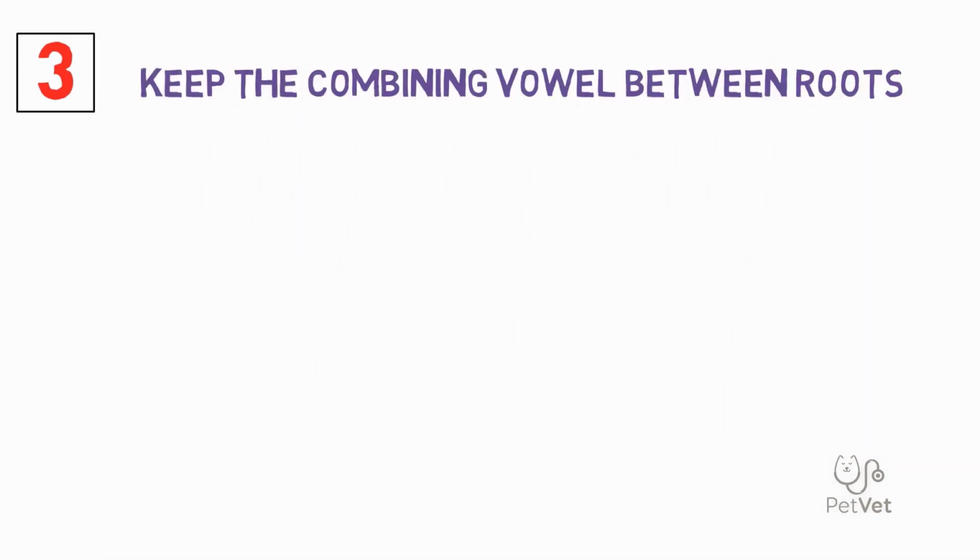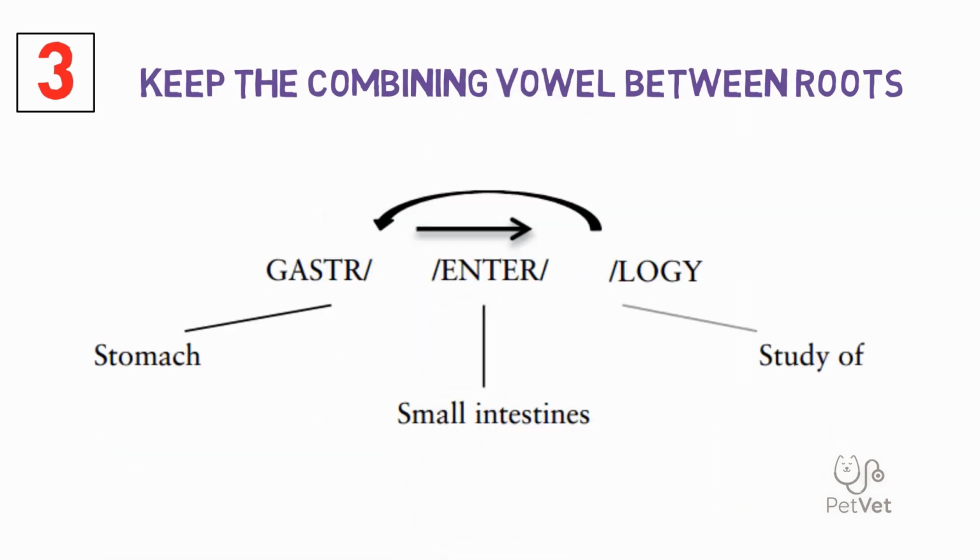Rule number 3: keep the combining vowel between roots. Some medical terms have more than one root. When attaching roots together, we leave the combining vowel between them. In this example we have combined the combining forms gastro for stomach and entero for small intestine. Because we have 2 roots in the term, gastr and enter, we must leave the combining vowel between them. In this case it's the letter o.